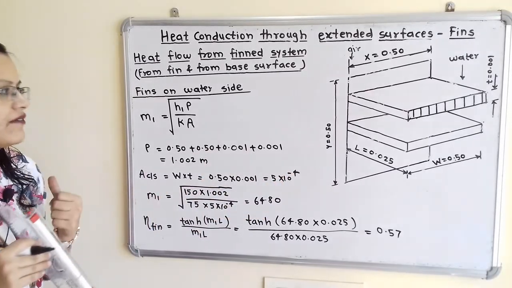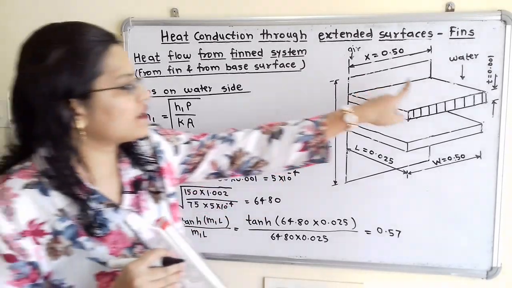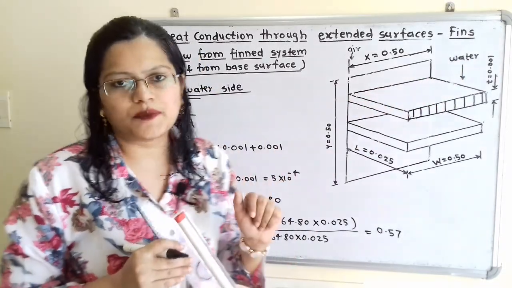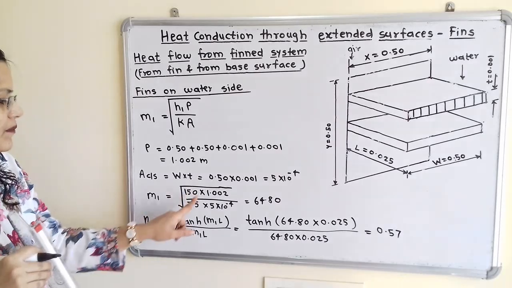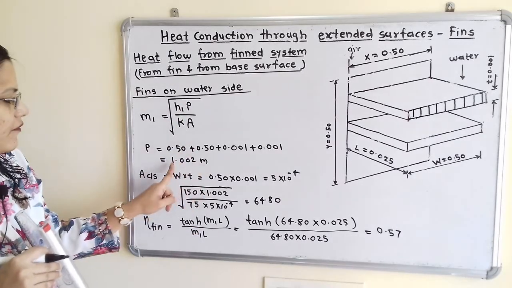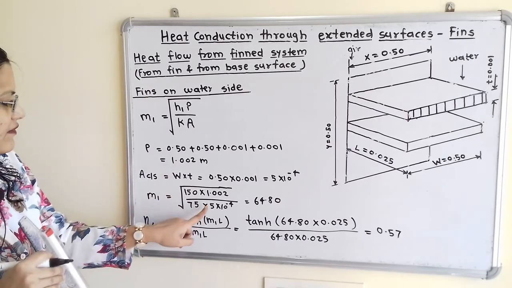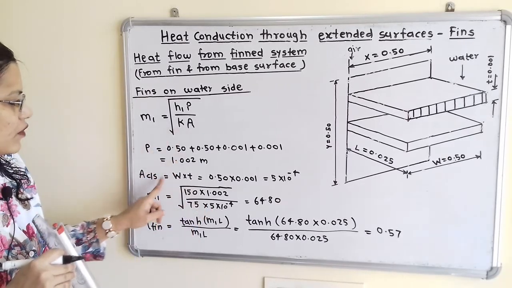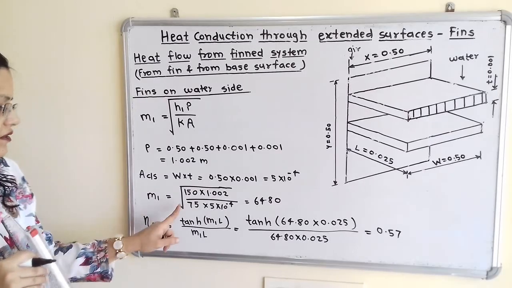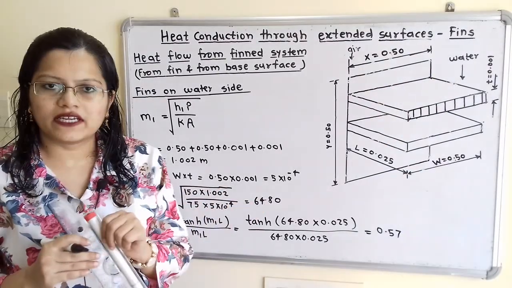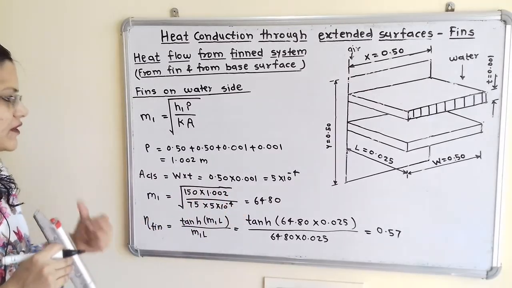Now we will put the value. Here water is on the fin side, so we will take the convective heat transfer coefficient for water, 150, into P 1.002, divided by K, that is 75, and area of cross section, that is 5 into 10 raised to minus 4, and we have to take the square root. So the answer is 64.80.